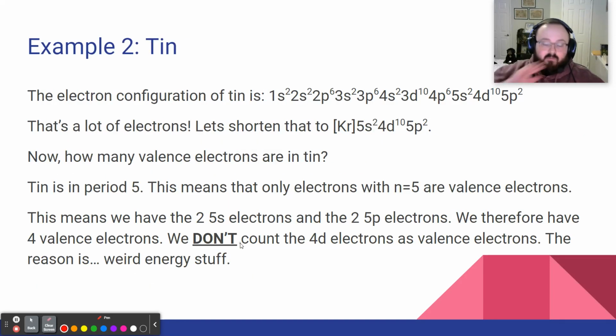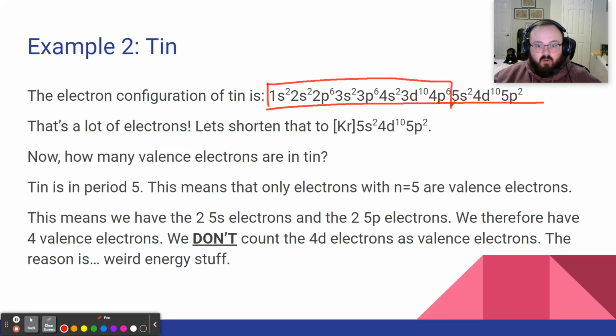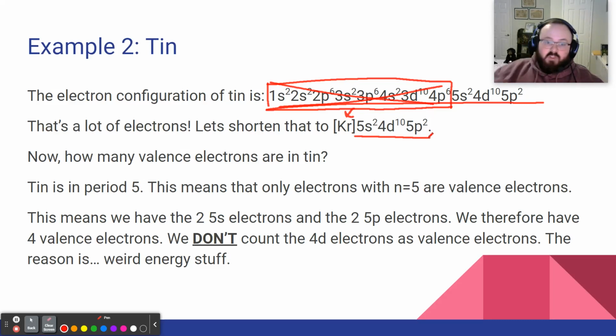Alright, so here is 50. And here is our electron configuration that I had figured. This whole big long thing. Let's shorten it. All of this stuff right here are the core electrons. All that stuff gets shortened to the krypton. And we are left with just 5s2, 4d10, 5p2. So, how many valence electrons are there?